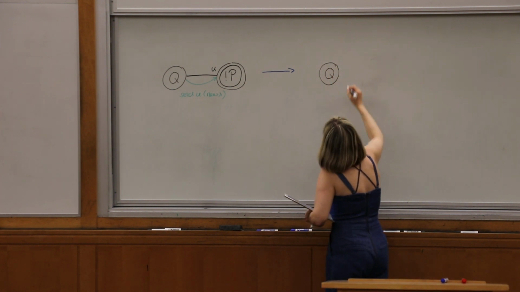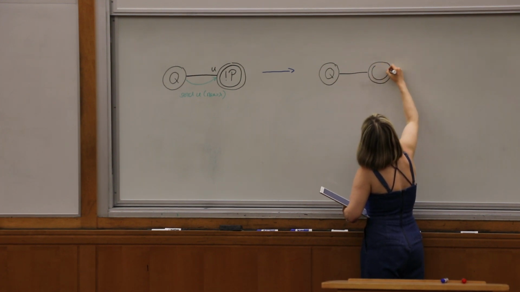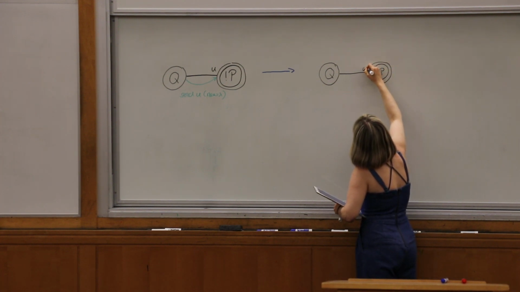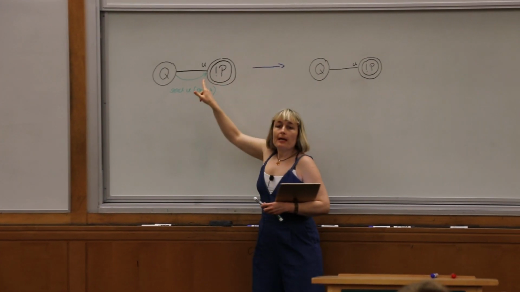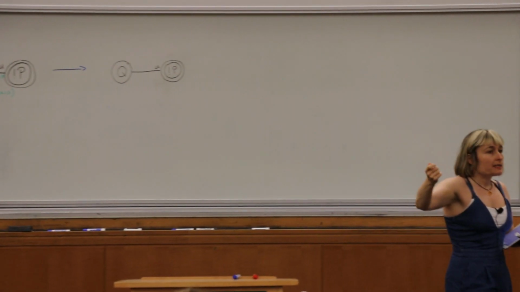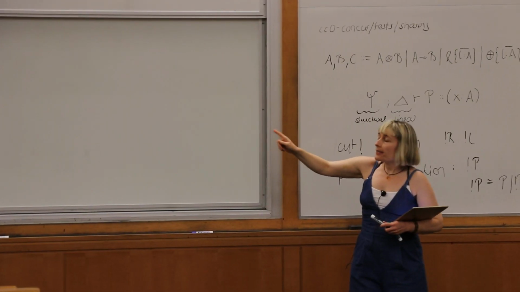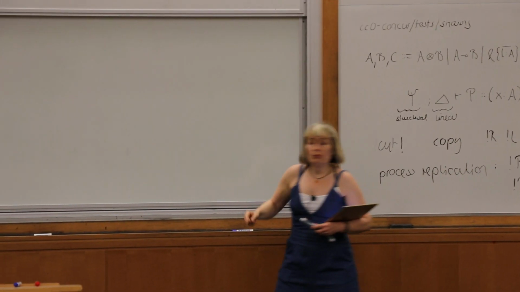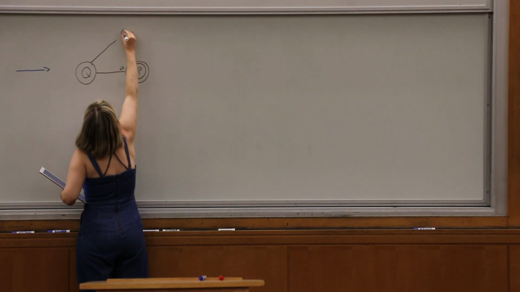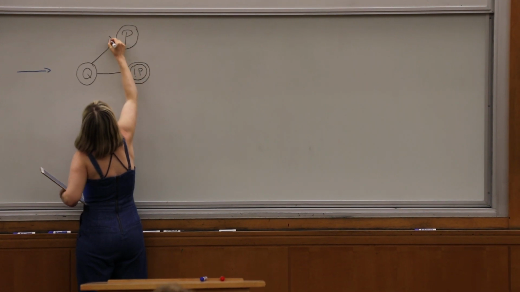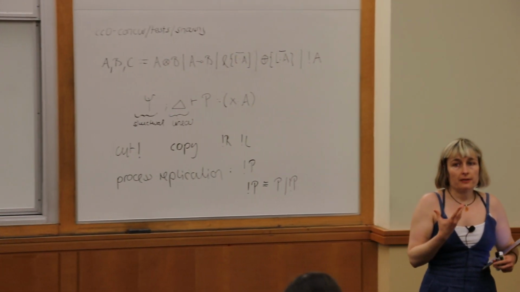So we have now Q running, and Q is still connected via the channel U to the replicating process P, bang, along channel U. But now in addition, upon receiving a fresh channel from Q, the replicating process creates a copy of itself, spawns it in parallel, and makes sure that process offers along the fresh channel X that it received from Q. So we get the following picture.